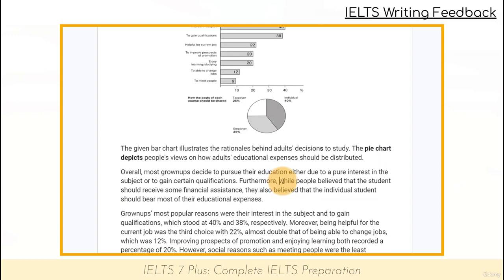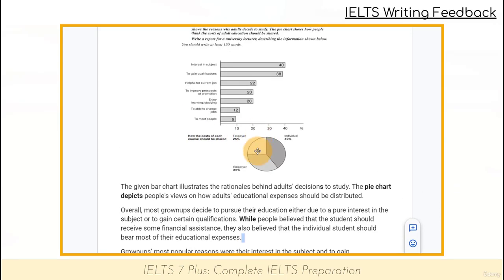Furthermore, again, I wouldn't really be using that kind of language. Just try and keep it really factual, really report, really academic based. While people believe that the student should receive some financial assistance, which is the taxpayer helping, the employer helping, they also believe that the student should bear most of their educational expenses. Yeah, I think so. How the costs of each course should be shared. Right, so this is basically saying that I suppose most people think the taxpayer or the employer should spend, or the individual should pay for it, or as it should be.